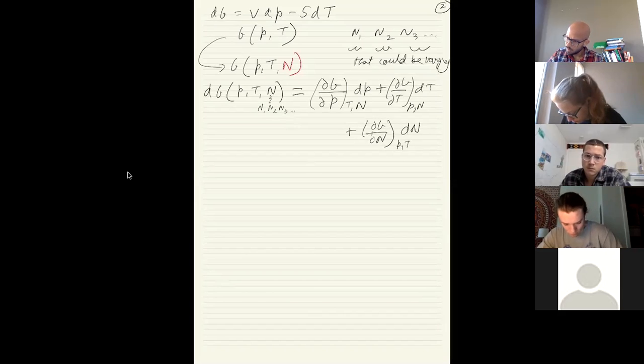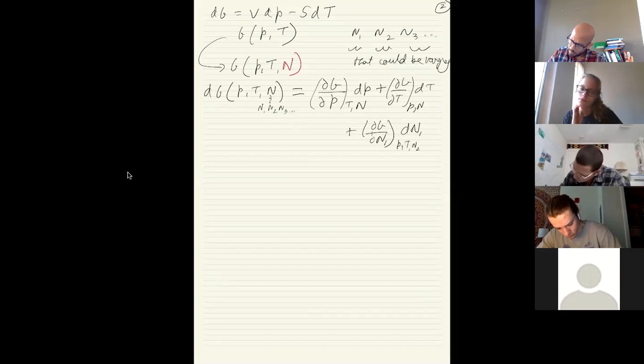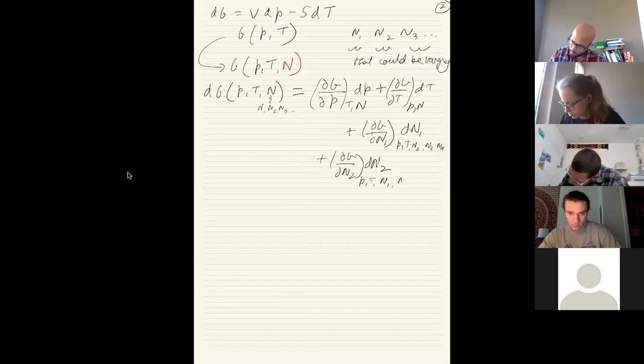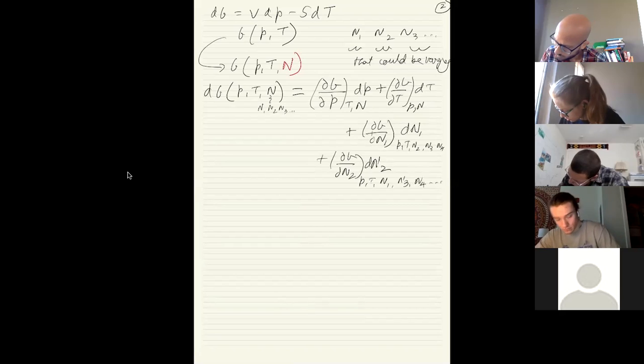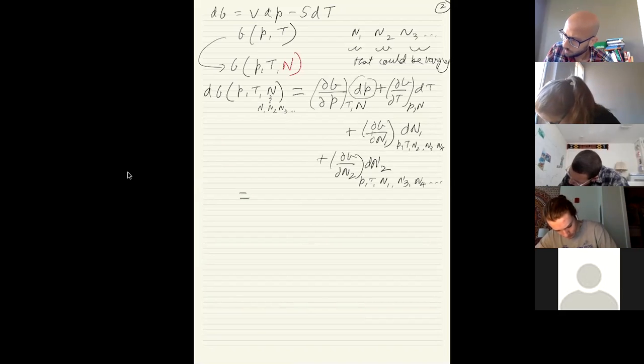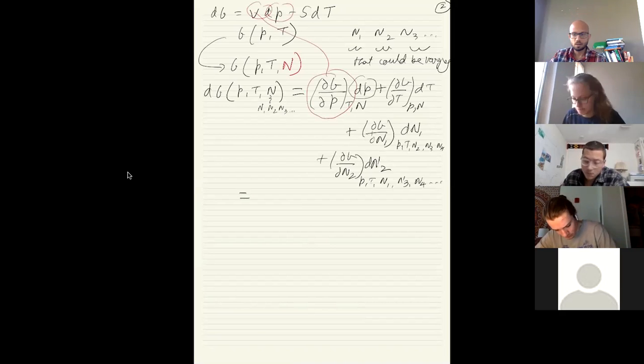So this thing is actually partial G by partial N1, dN1, where you're holding constant N2, N3, N4, plus partial G by partial N2, dN2, where you're holding constant pressure, temperature, N1, N3, N4, and so on. So it can be written in the mathematical form. And now we realize that the variation with dP over here has to be the same as V. So this term has to be the same as volume. We can write this down as VdP because we already had that. We know at constant number, it must reduce to what we had earlier.